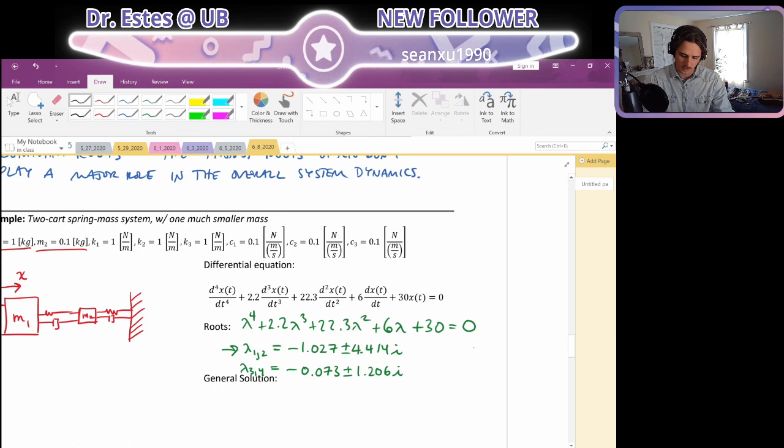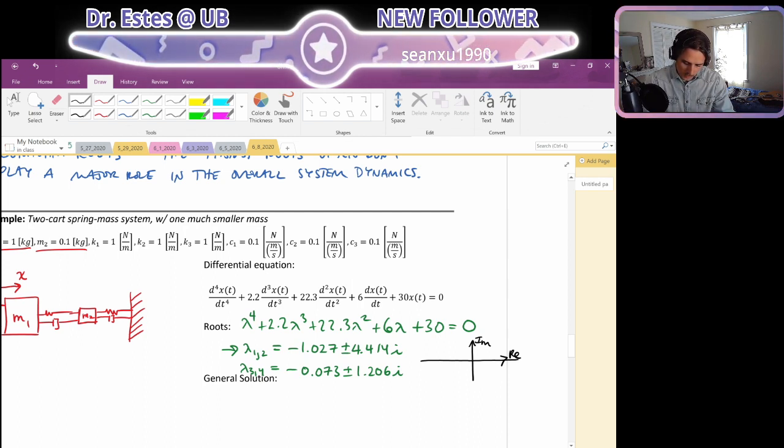And heck, why don't we make a little miniature complex plane here. Let's see. 1, 2, 3, 4. 1, 2, 3, 4. 5. And then I'm going to stretch out this real axis a little bit. I'm going to make this like 0.2, 0.4, 0.6, 0.8, 1.